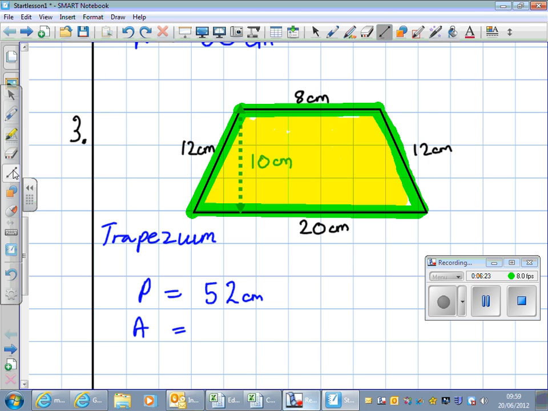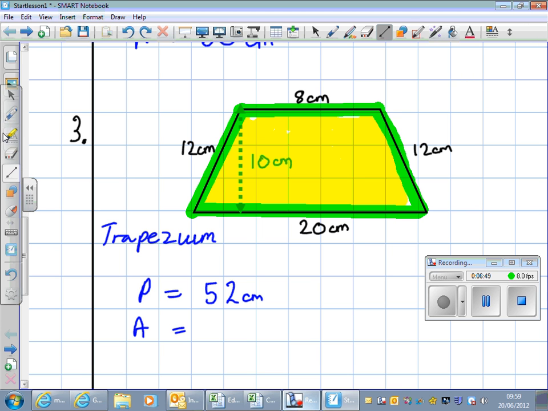Right, let's have a look what happens if we use 8 as the base. If we used 8 as the base, I'm finding the area of this rectangle here, which is too small. Now, it's not 10. 12. No. 13. Right, stop there. We don't guess.